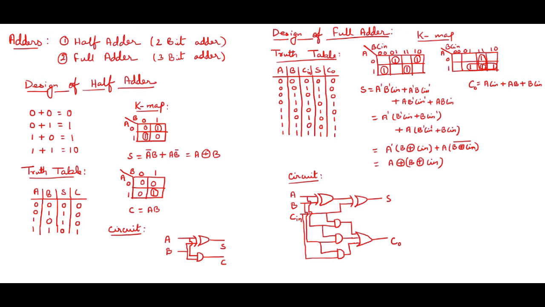So this is a pair, this is a pair, and this is a pair, which is giving me C out equal to AC in plus AB plus BC in. Okay, so this is my carry out equation, this is my sum equation, and I have designed the circuit over here. So this is giving me A XOR B, C in I have taken from here. So A XOR B XOR C in, which is nothing but my sum, and then I have taken 3 AND gates and one 3-input OR gate to get C out. Okay, this is one way of designing the full adder.